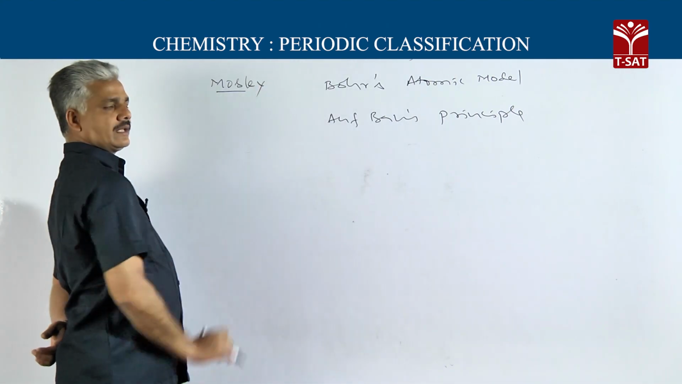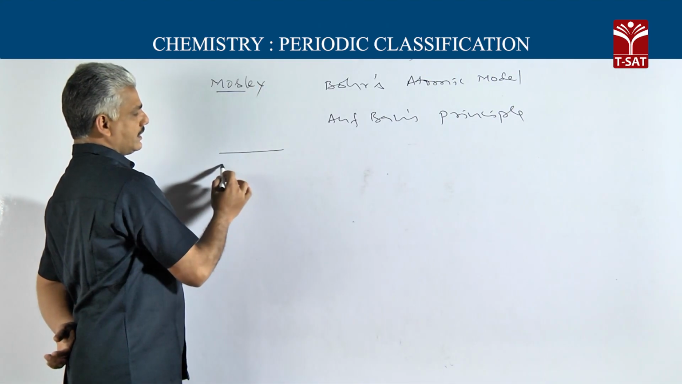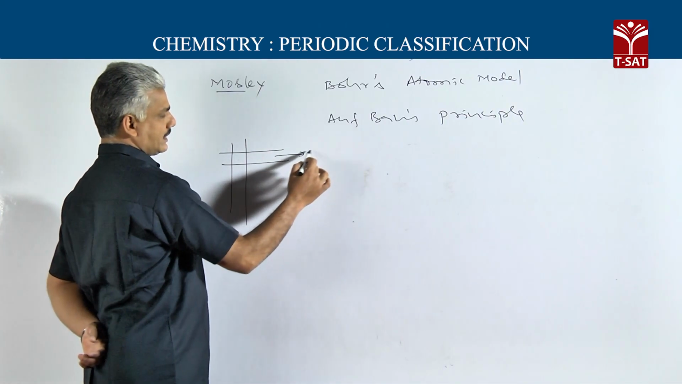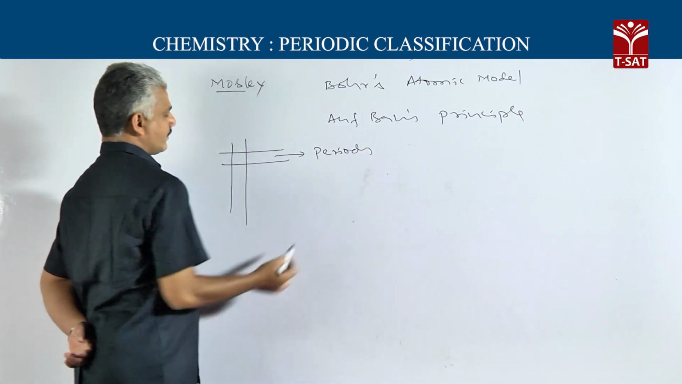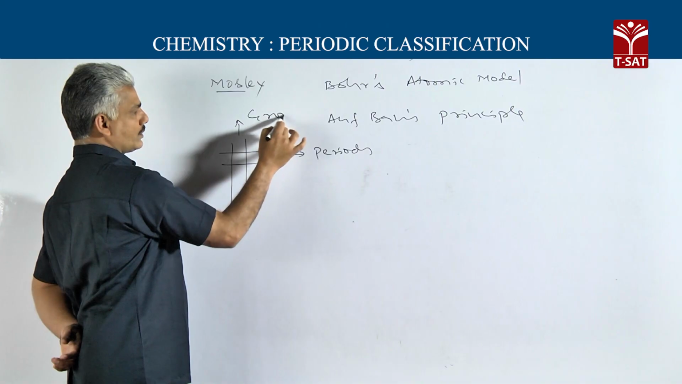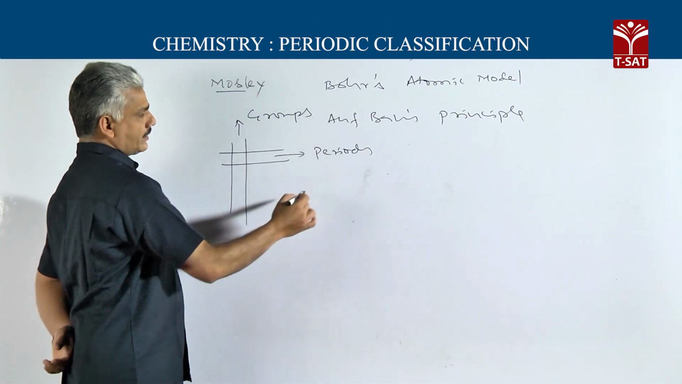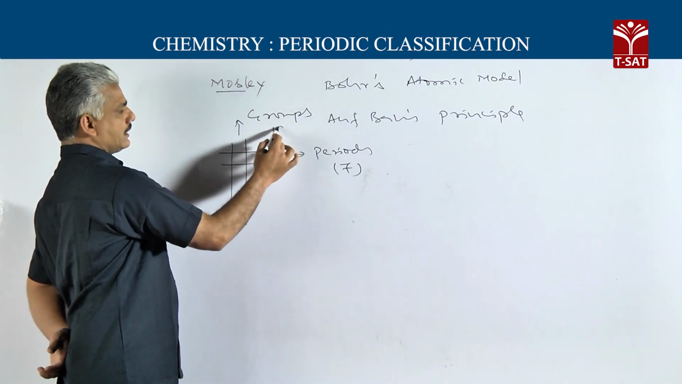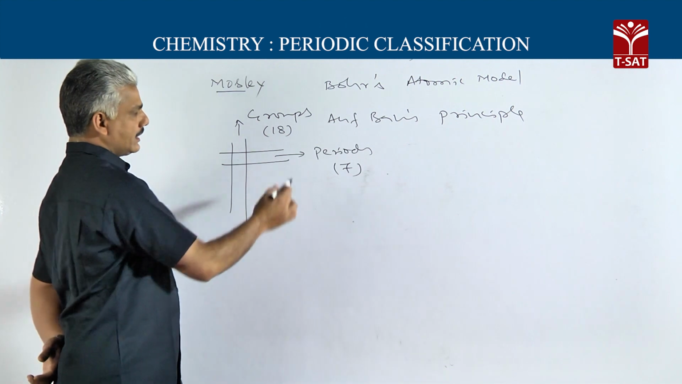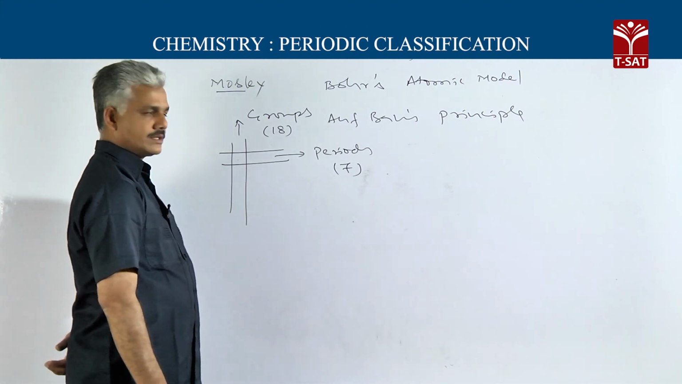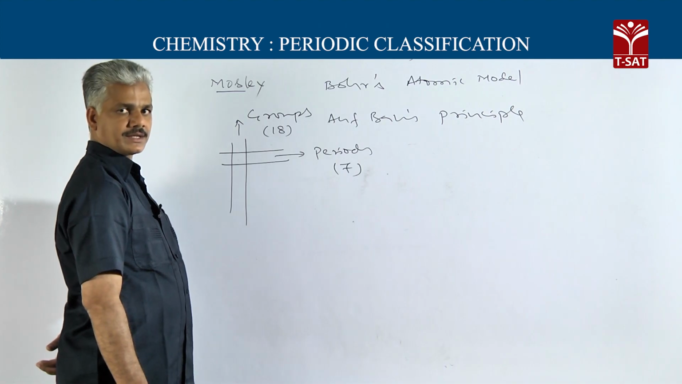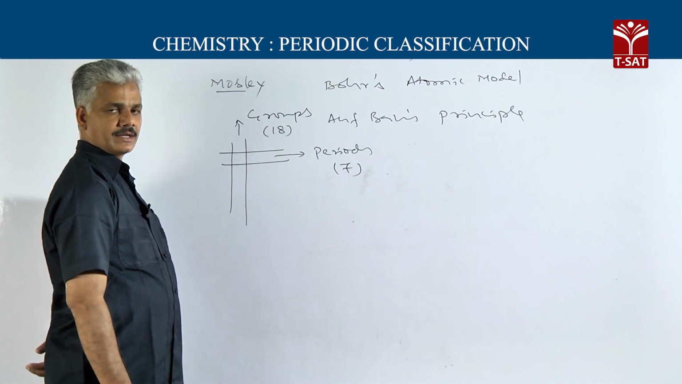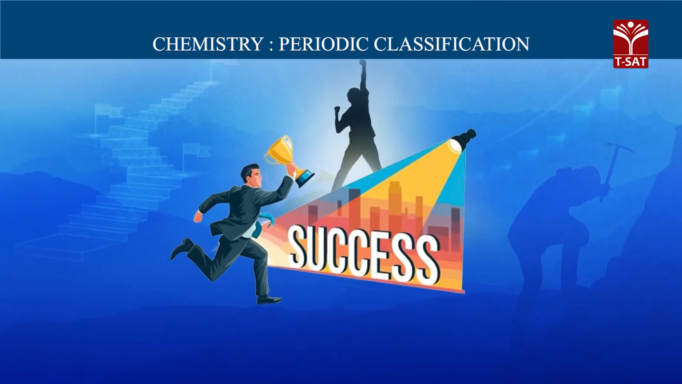In the periodic table, elements are arranged in horizontal rows and vertical columns. Horizontal rows are called periods. Vertical columns are called groups. A total of 7 periods are present in the modern periodic table and 18 groups. In every period, one particular energy level will be gradually filled with electrons, and in a particular group, elements with a similar outer electronic configuration are placed.